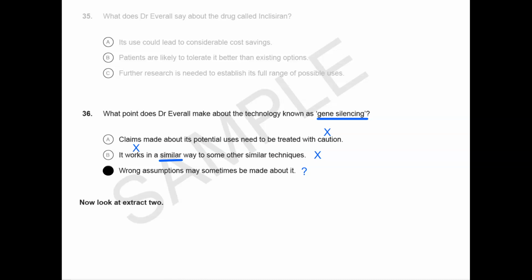A was wrong because the speaker uses positive language to describe its potential uses for the future at the end of the audio, and B was wrong because the start of the audio describes gene silencing as a unique mechanism, so it can't be similar. I chose C. Did you? And if you didn't, can you now understand why your choice was wrong?